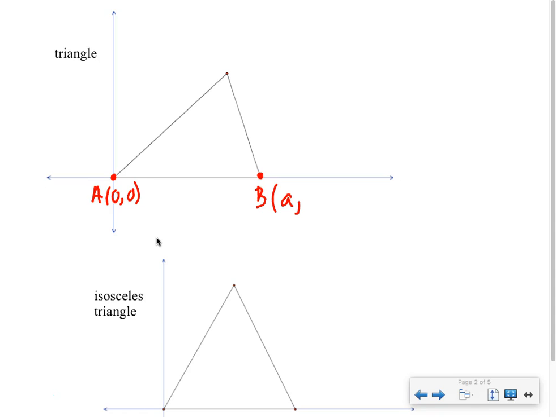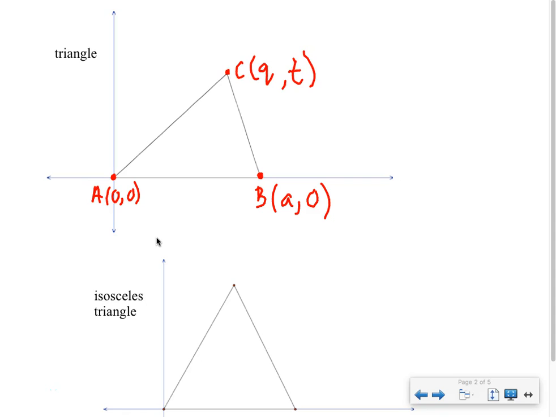Am I going up any? No, so it's 0. And it's your choice, you can pick any letter. You don't have to use A, I'm just using little a. And then for C up here, how far over am I going? We don't know. Let's use Q. And up how far? Let's use T. So it's Q, T. See what I did there? All right, so that's a random triangle.